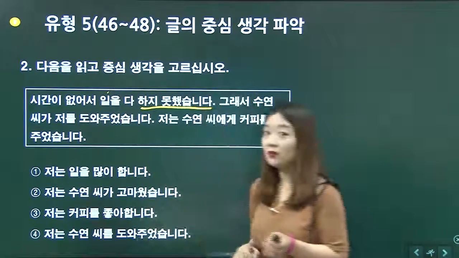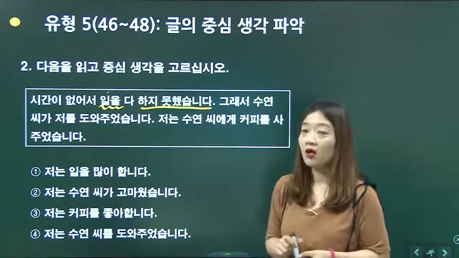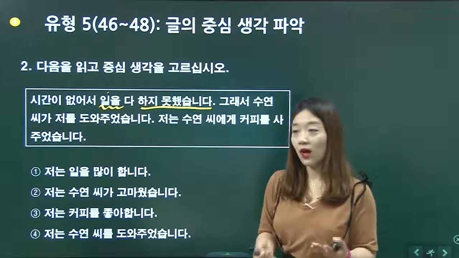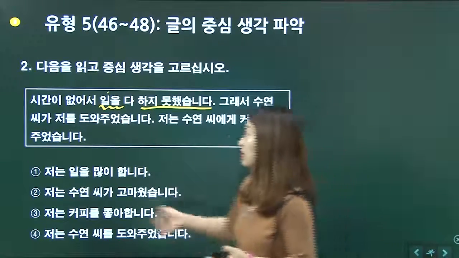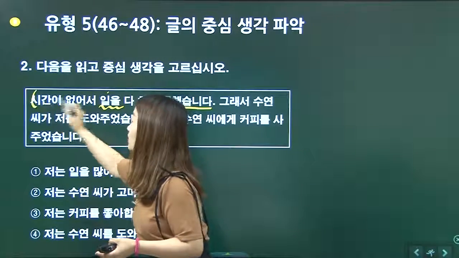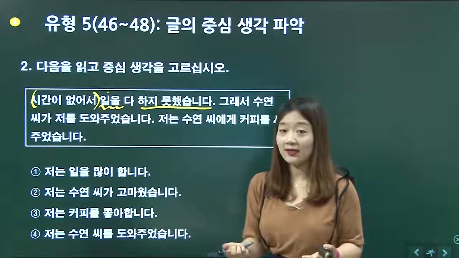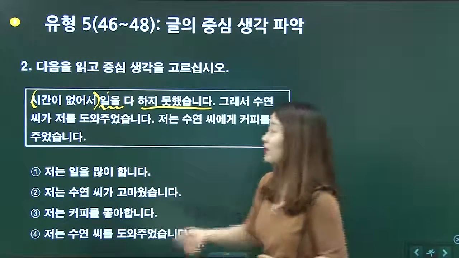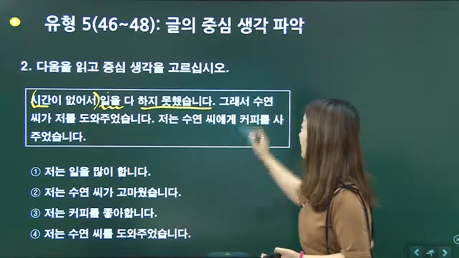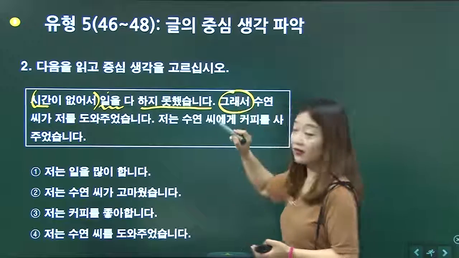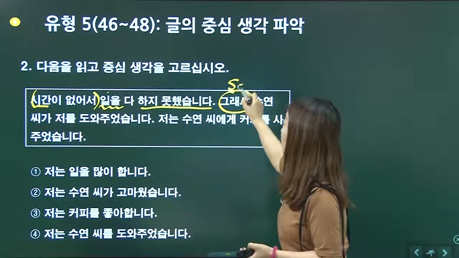일을 다 하지 못했습니다. 일을 다 하지 못했어요. So why couldn't I finish my work? 시간이 없어서. This will be the reason. 시간이 없어서. I didn't have enough time. 시간이 없었어요. 그래서. 그래서 means what? So, right? So.